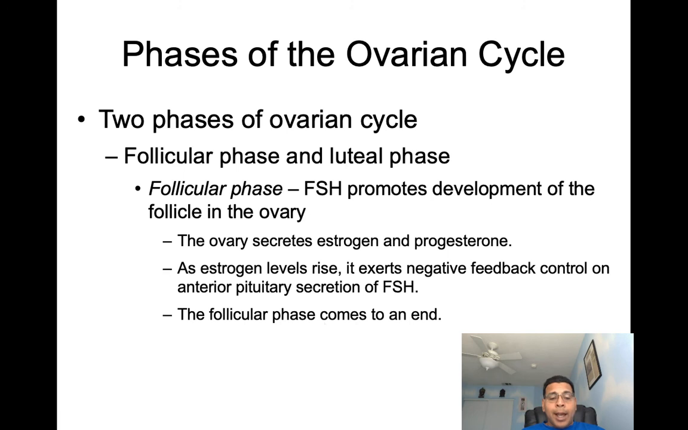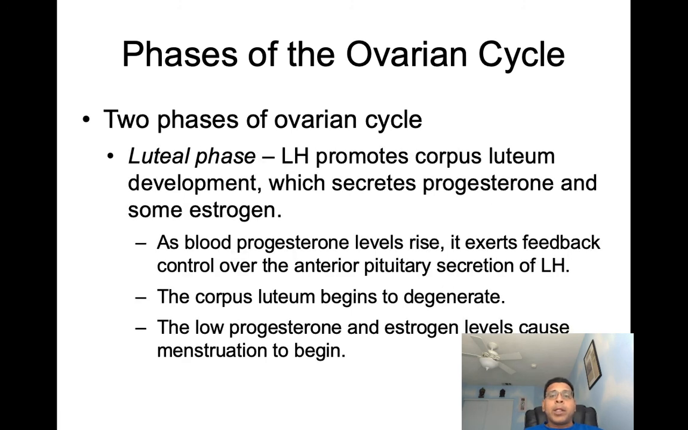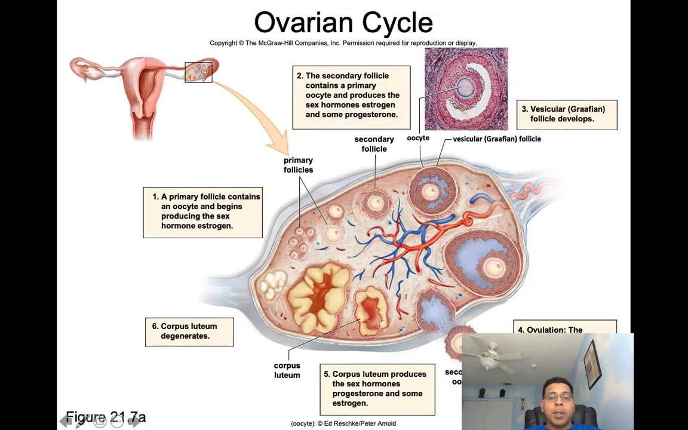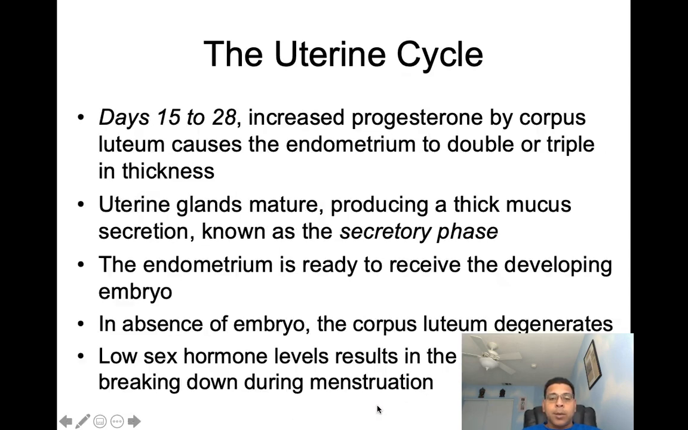Next, we can see LH promotes the corpus luteum's development, which is going to secrete progesterone and some estrogen. So here we can appreciate that corpus luteum as well. Once this follicle ejects the oocyte, we've now got the corpus luteum formed. This corpus luteum is going to produce the sex hormones progesterone and some estrogen, as we just mentioned.